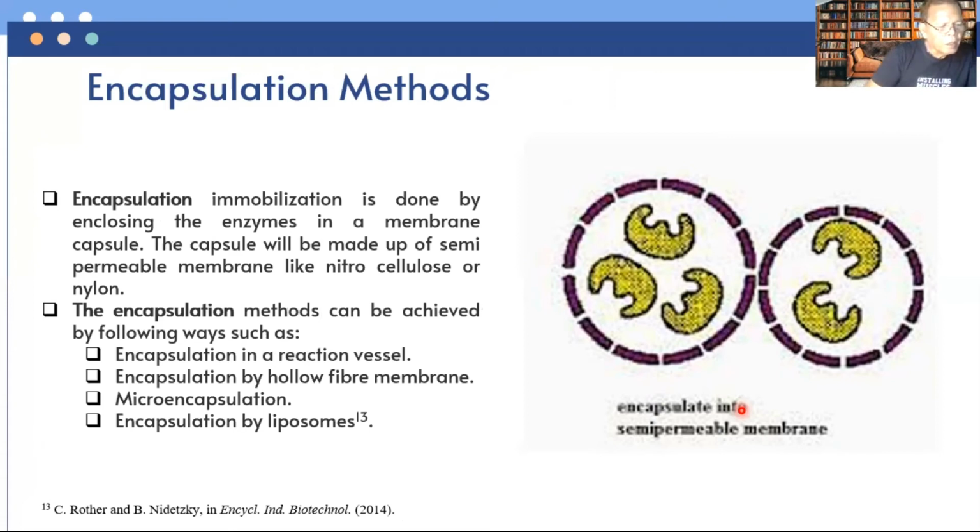Encapsulation immobilization is done by enclosing the enzyme in a membrane capsule. The capsule will be made up of a semi-permeable membrane like nitrocellulose or nylon. In this method, the effectiveness depends upon the stability of the enzyme inside the capsule.